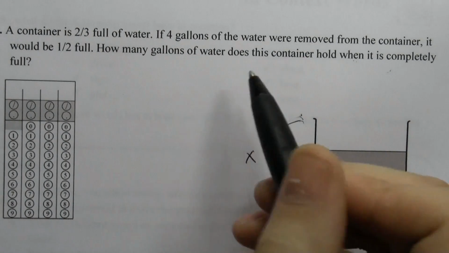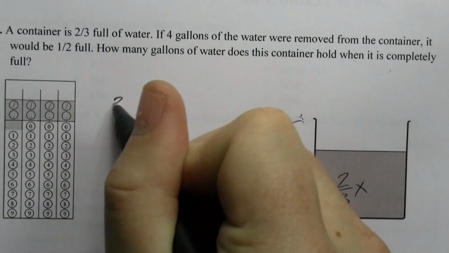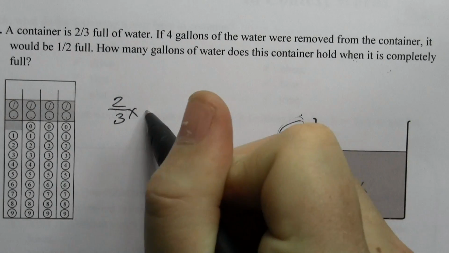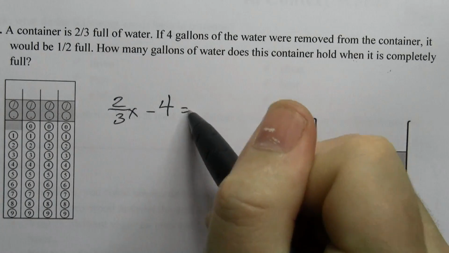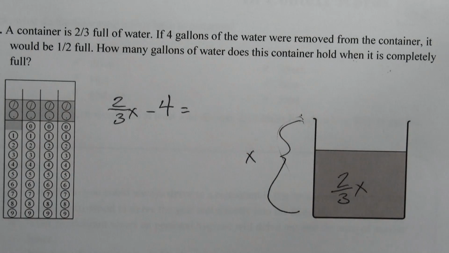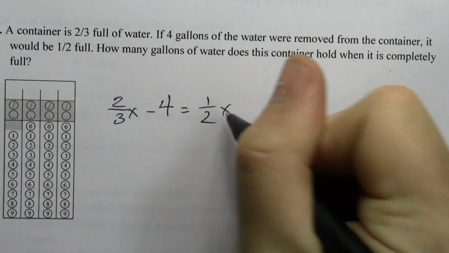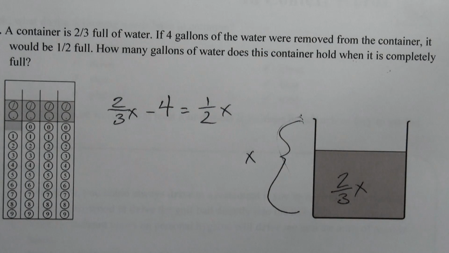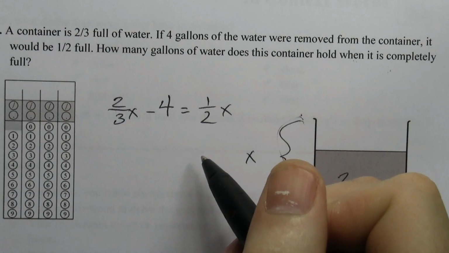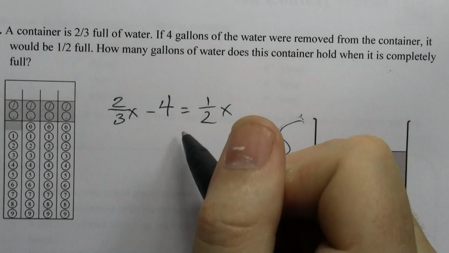We can say if 4 gallons were removed from this, right? So 2/3 X minus 4 gallons, right? And it says it will be 1/2 full. And again, it's 1/2 of the entire quantity, so 1/2 X. And now we can solve for X, right? So let's get this over here so we can do it in one step.